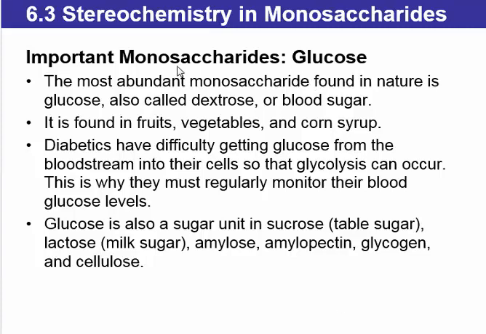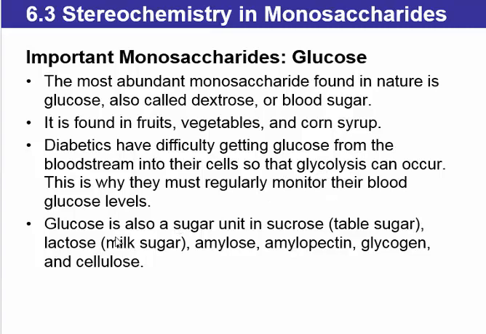Glucose is a really important monosaccharide, and when we use the term glucose, we are always referring to D-glucose, which is the naturally occurring enantiomer of glucose. It is the most abundant monosaccharide found in nature. It's also called dextrose, and when we talk about blood sugar, it is the concentration of glucose in our blood that we're talking about. It's found naturally in fruits, vegetables, corn syrup, and people with diabetes have problems getting glucose from their bloodstream into their cells so that glycolysis can occur.